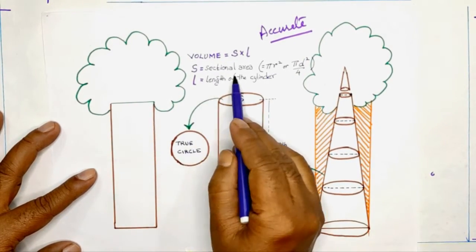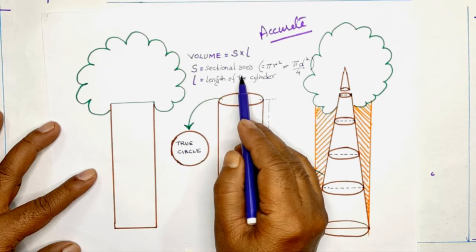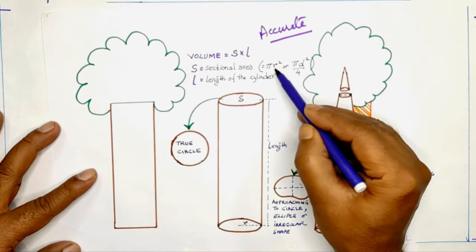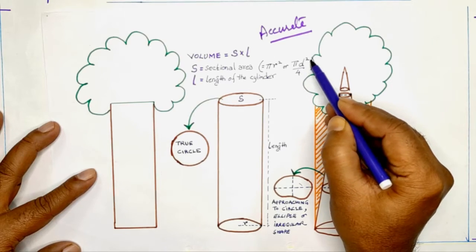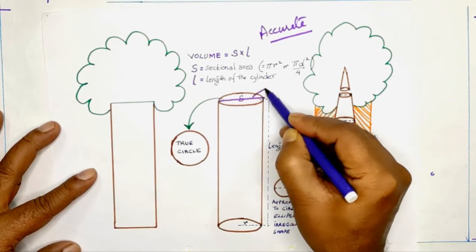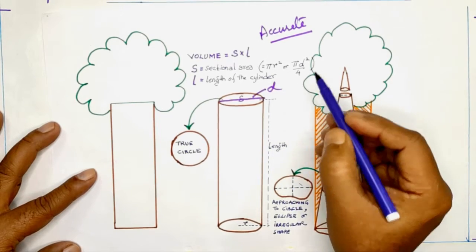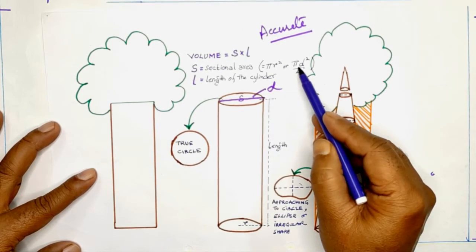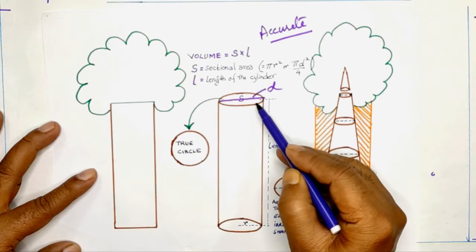Sectional area, I have already explained how to calculate. We say pi r square, or we can say pi d square by 4. This is the diameter here, we can see this is d. So we can calculate it directly. This sectional area we will calculate.